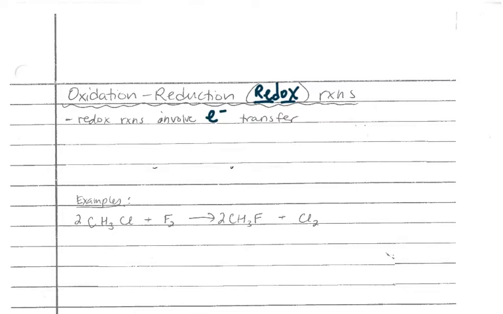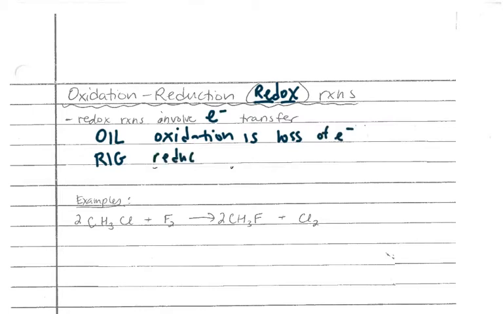And there is a mnemonic to remember that. There's actually a couple, but this is the one I like to use: OIL RIG. OIL stands for oxidation is loss, specifically of electrons, and RIG stands for reduction is gain of electrons.